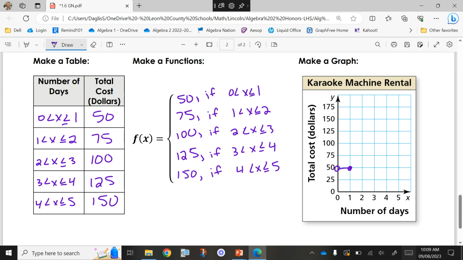It depends on the situation. It really does. Stairs, step functions, typically yes. All right, so my next one between 1 and 2 now has a step at 75. So again, it's open and then closed. And then between 2 and 3, we step up to 100. Then we step up to 125. And then we step up to 150. Like that.